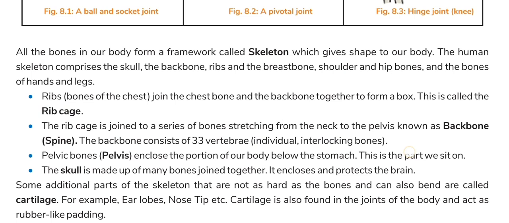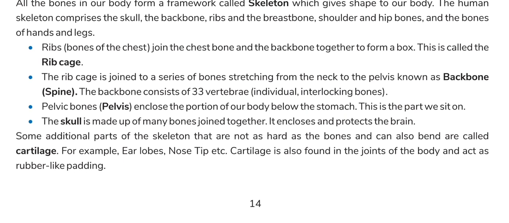The rib cage is joined to a series of bones stretching from the neck to the pelvis, known as backbone or spine. The backbone consists of 33 individual, interlocking bones called vertebrae. Pelvic bones, the pelvis, enclose the portion of our body below the stomach. This is the part we sit on.